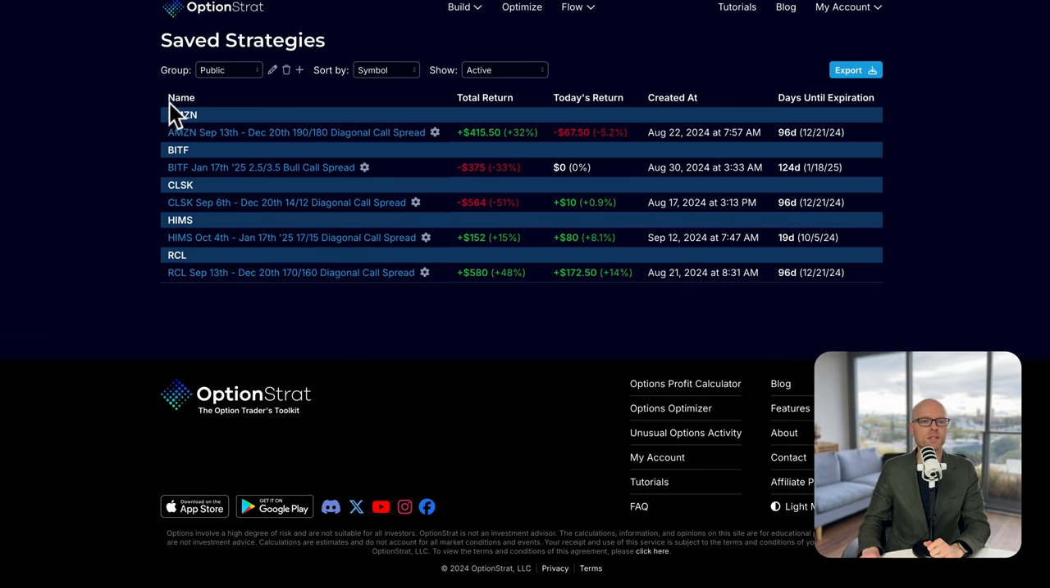On this page, you can see all my other 5 positions. In this portfolio, I mainly use option contracts because I can get better return on investment, but I realize there is a lot more risk. As you can see, the first position is Amazon, total return $415. The next one is Bitfarms, which is a Bitcoin mining company, negative $375. The next position is CleanSpark, negative $564. Next one is Hims & Hers, positive $152. Royal Caribbean Cruises, positive $580. All these positions are bullish, meaning that I believe the stock price will go up by 20th of December or 17th of January next year.